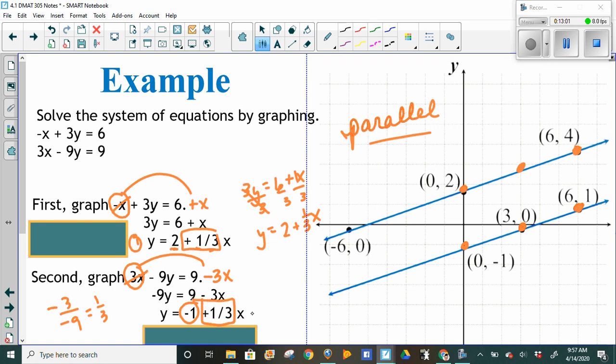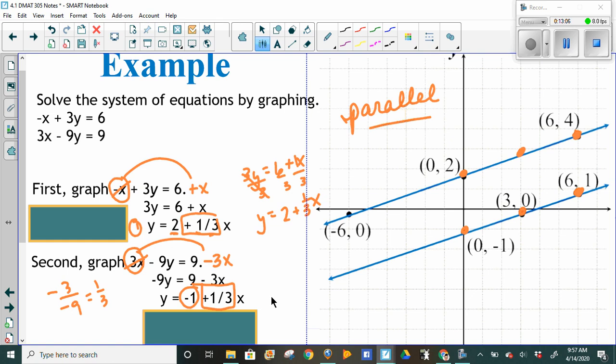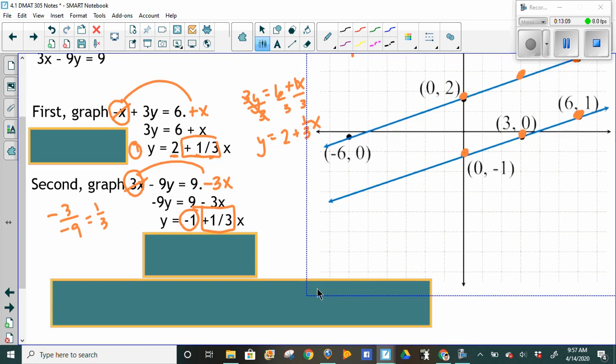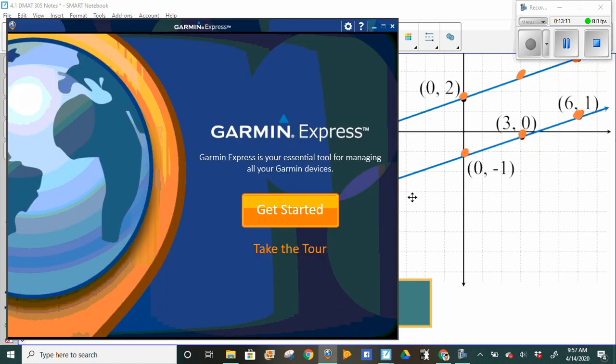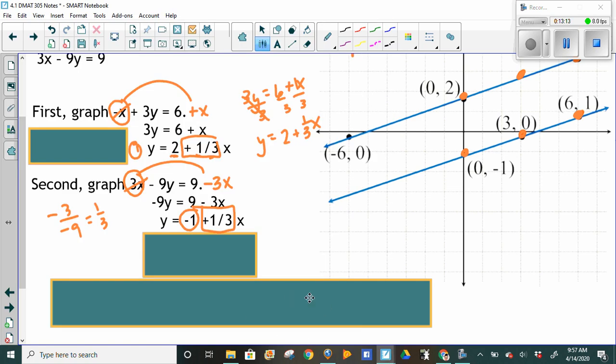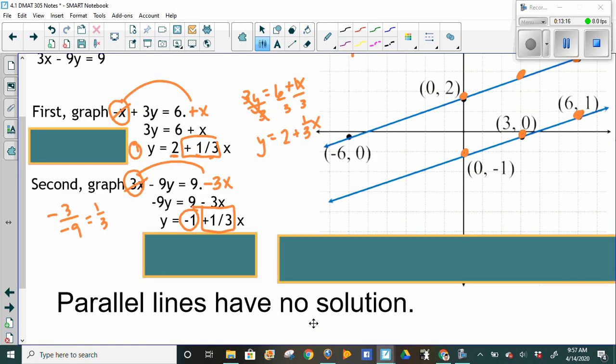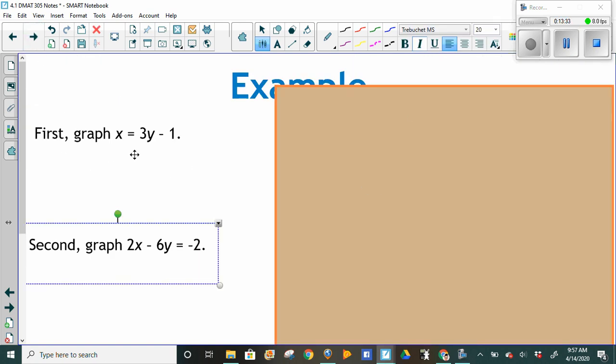So when their slopes are the same, they will be parallel, meaning they'll never intersect. So if they're never going to intersect, then how can there be a solution? And that's when we know that parallel lines have no solution. There can be no solution if they don't intersect, because the whole point is to find out where they intersect. If they do not, then there is no solution. So 0 solutions.